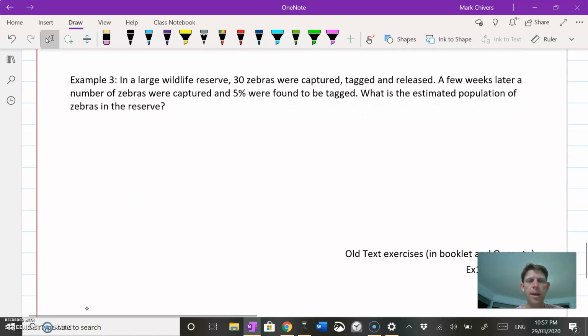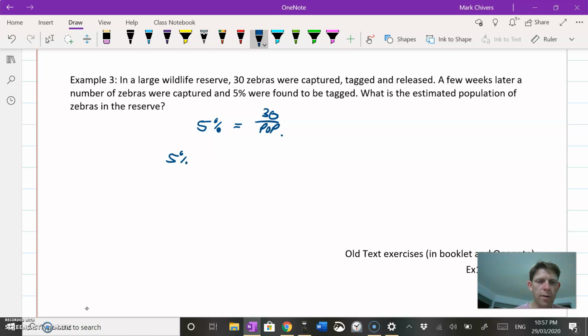And the final example we'll have here is some zebras in a wildlife reserve. So 30 were captured, tagged and released. A few weeks later, some more were captured and 5% were found to be tagged. Let's do this one a little bit differently. Let's just represent 5% like this. So 5% equals 30 divided by the population. So if we leave 5% there and times it by the population, that's going to equal 30. And we could divide both sides by 5% now. So the population equals 30 divided by 5%.